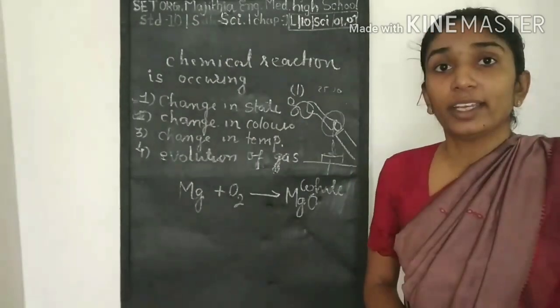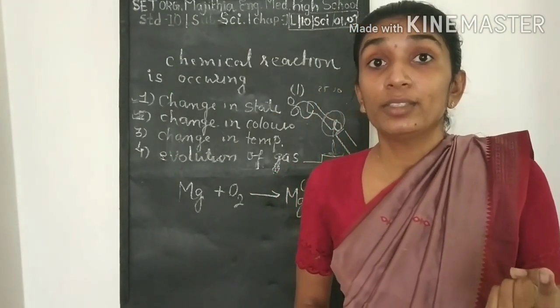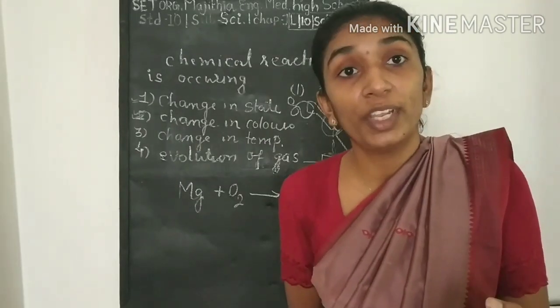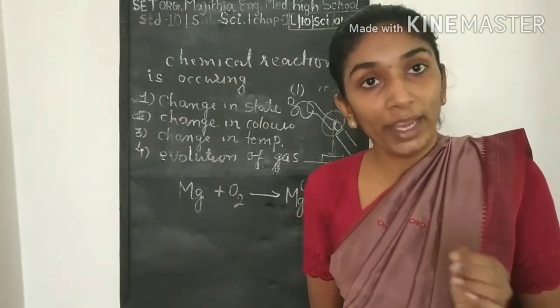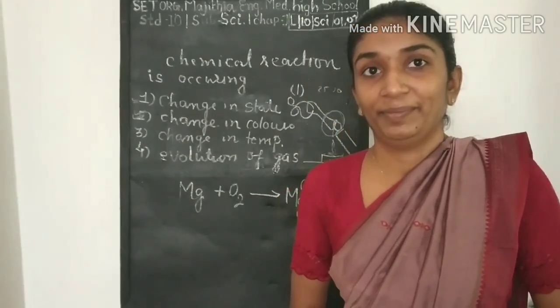In this particular activity, only two questions are asked. Magnesium metal in the presence of oxygen burns with which flame? That is dazzling white flame, and the color of magnesium oxide is white.